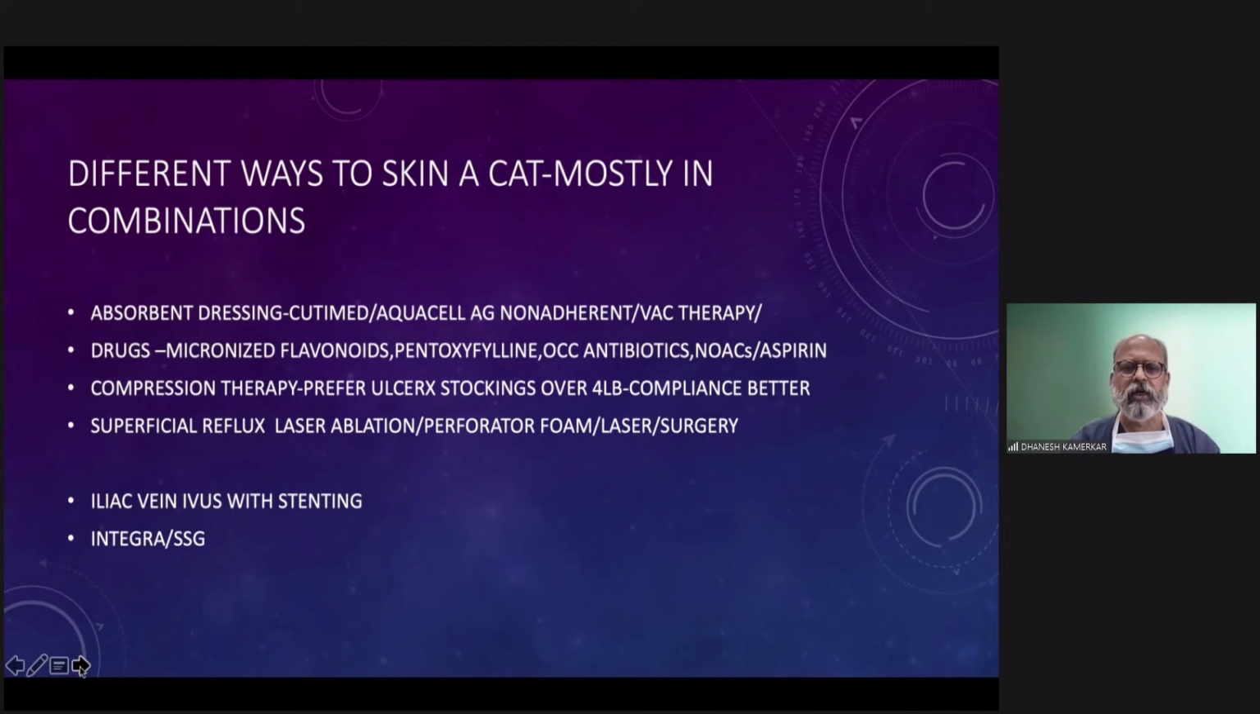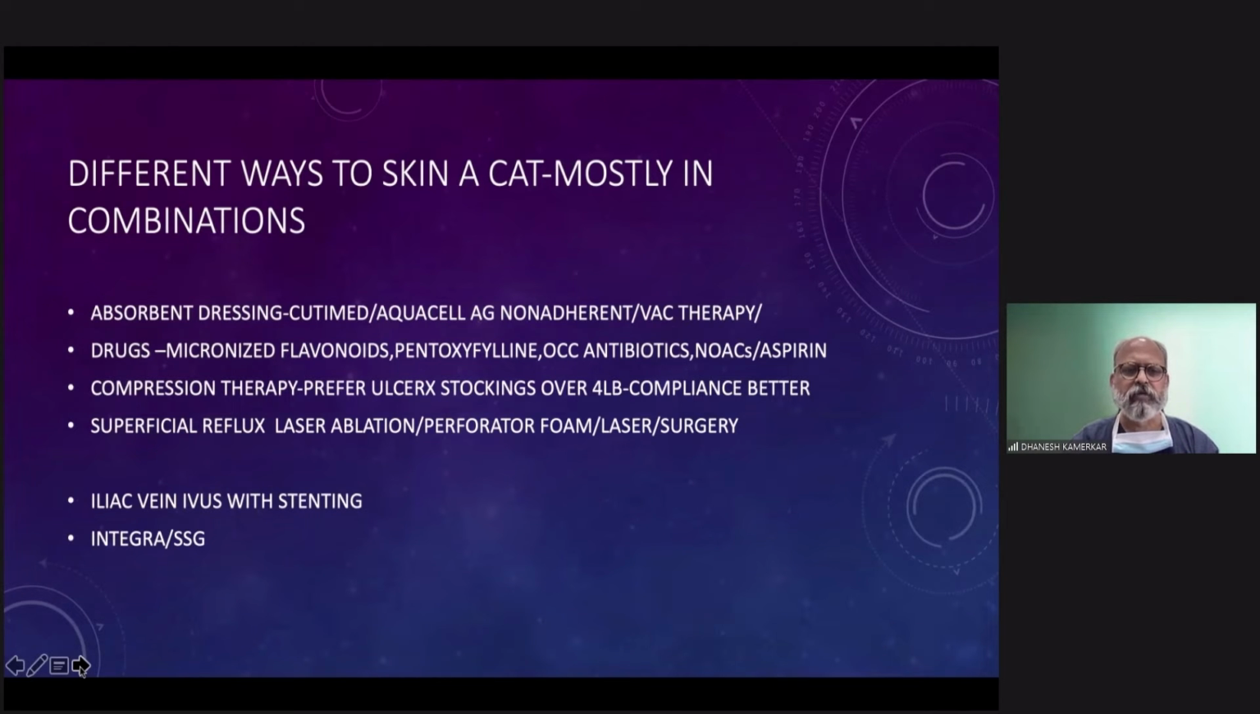There are different ways to skin a cat, mostly in combinations, like absorbent dressings with Cutimed or Aquacel Ag, non-adherent. Sometimes I use VAC therapy as well. I would use micronized flavonoids, which are venotonic drugs that help venous emptying, pentoxifylline, sometimes in LDS, occasional antibiotics for local infection, and NOACs and aspirin if there is iliac vein stenting. For compression therapy, I prefer ulcer stockings over bandages. I find compliance is better.